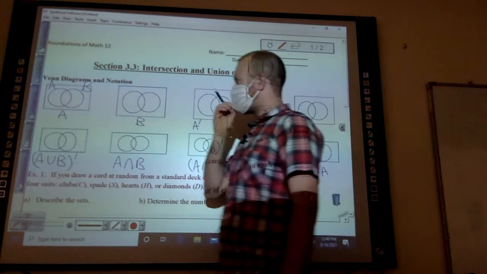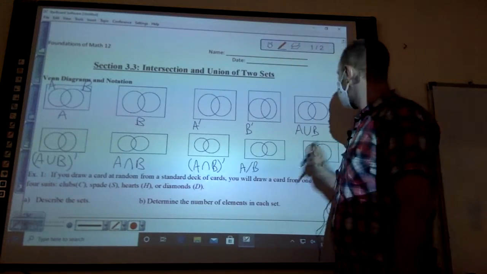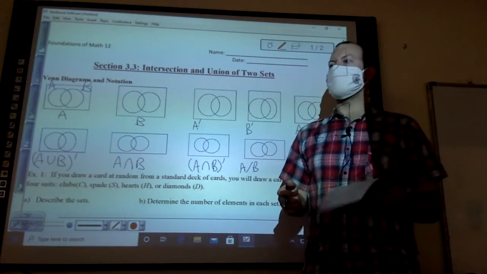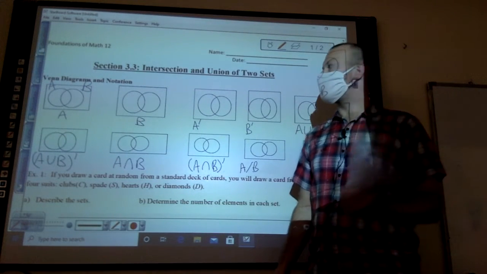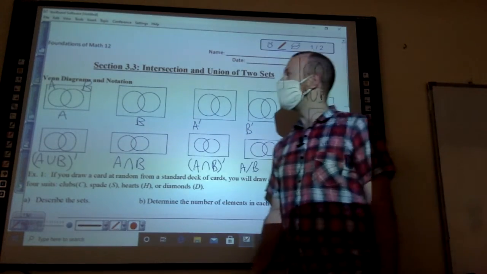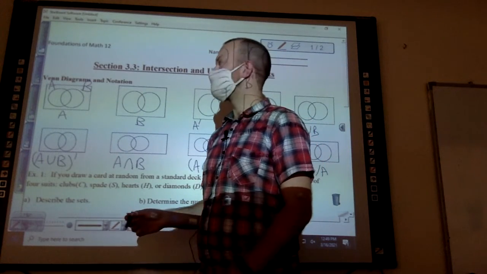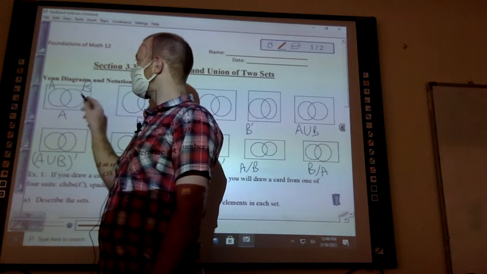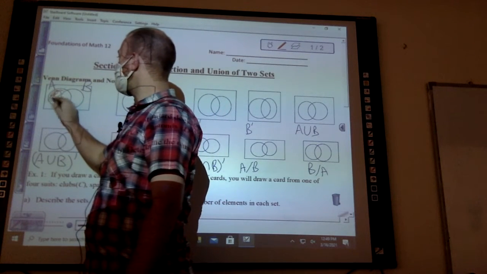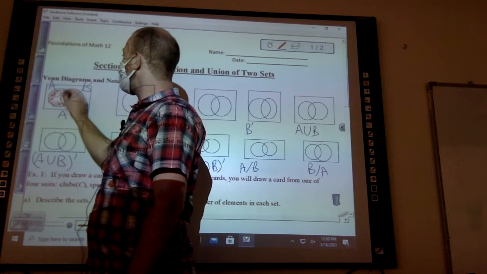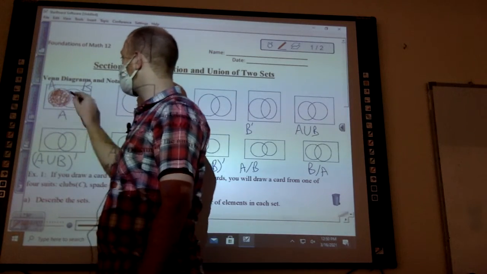So for instance, let's start off with something easy. If I wanted to indicate what section in this whole diagram is A, what would I be looking at? If I were to color in the section that is A in this diagram, what would it look like? Everything that's in this circle that is A, anything here is all A. So you can fill it in as much as you want. That's A.